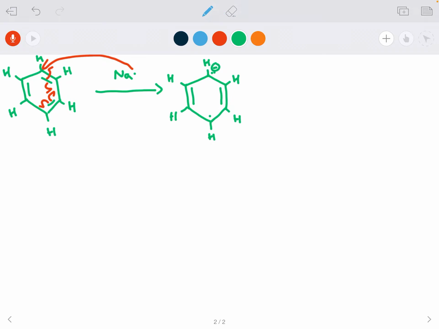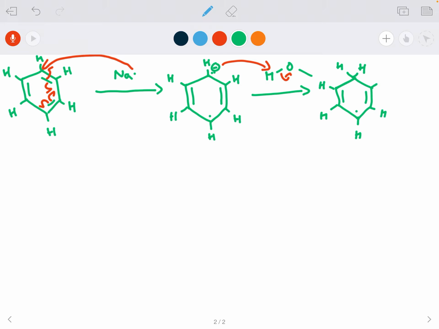Okay, next step is just a simple acid-base reaction. Right, I have my methanol. The lone pair here just goes and deprotonates the methanol. So now I've got two hydrogens up there. Still have my radical down at the bottom.